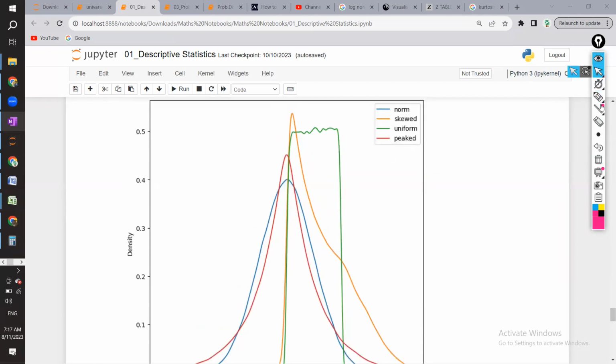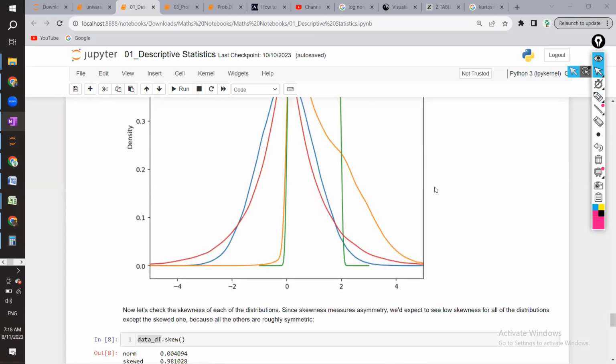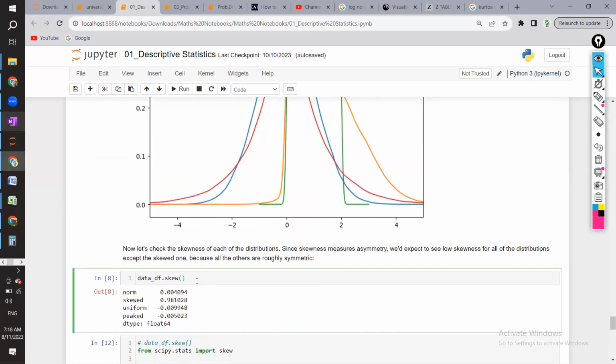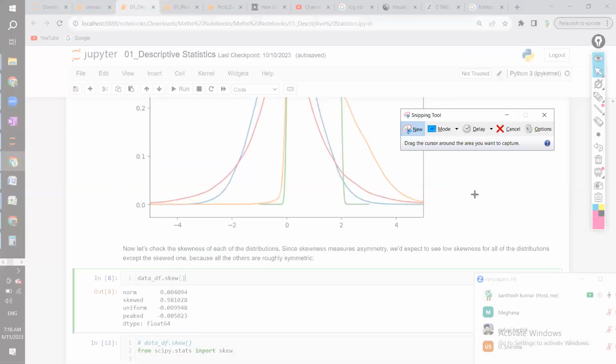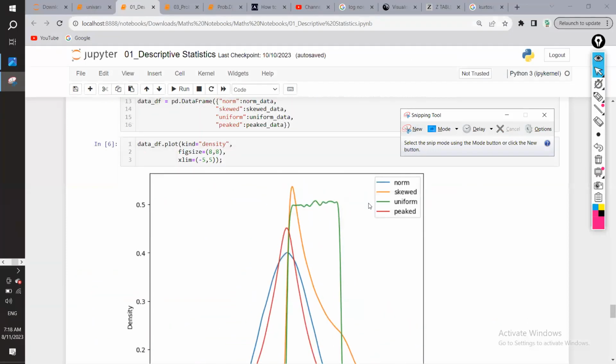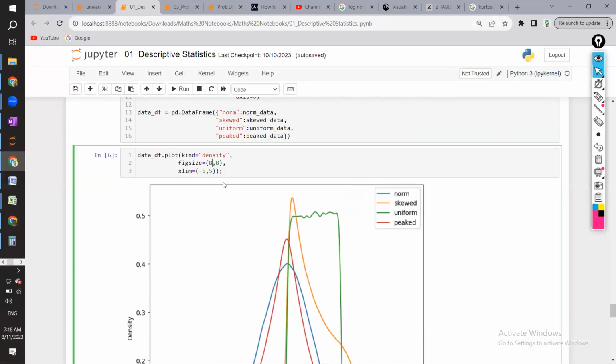So now we have studied 2 concepts: skewness and Kurtosis. Now we'll try to see what the values of skewness and Kurtosis are for each of these distributions, so that you will have an understanding. The way you can do the skew is simply dot skew. So now if you observe, let me take a small figure size.